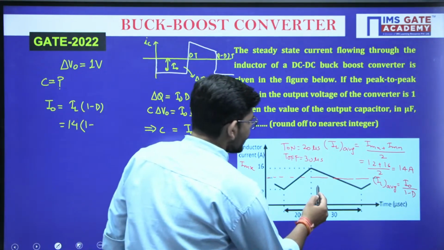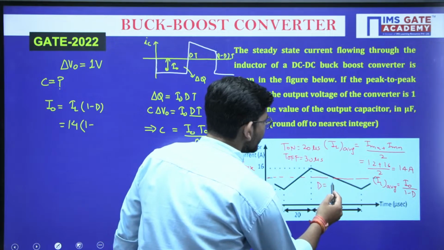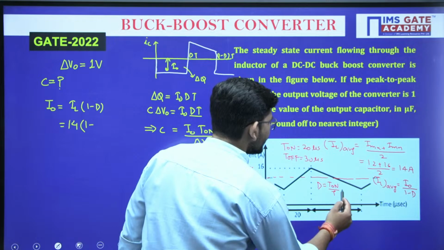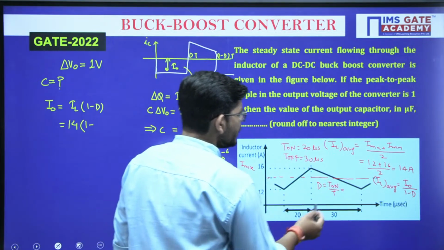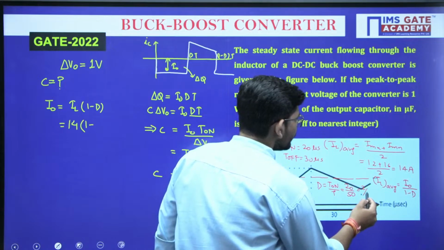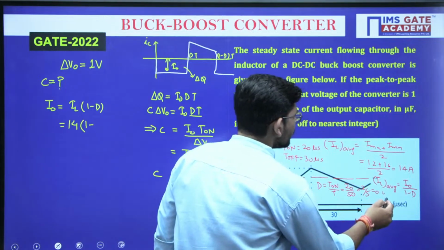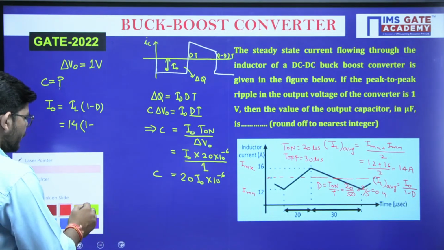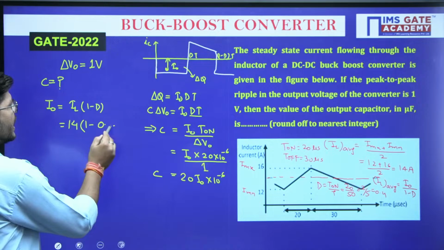Just see here. The value of D will be T on divided by total T. So how much is T on? 20, and how much is T? 50. So what we will be getting? 2 by 5 or 0.4, isn't it? So the D value that we have is 0.4.